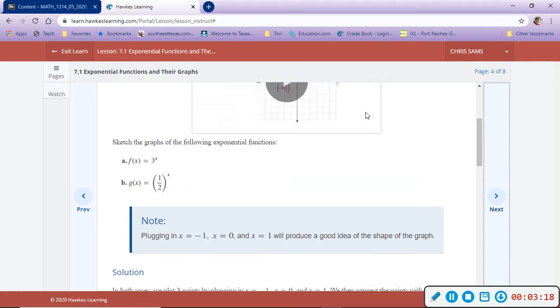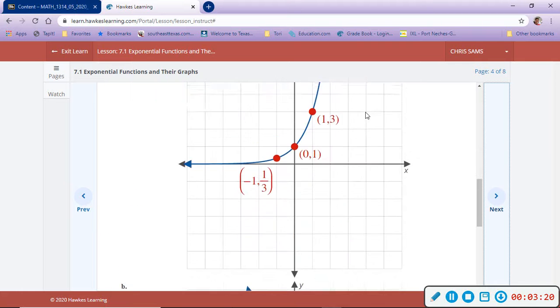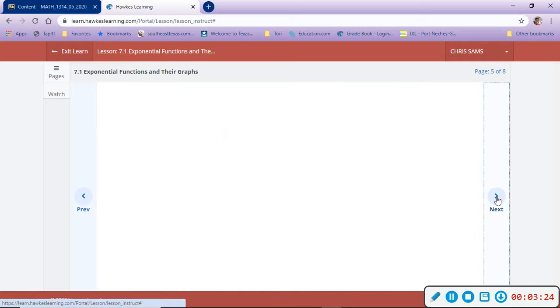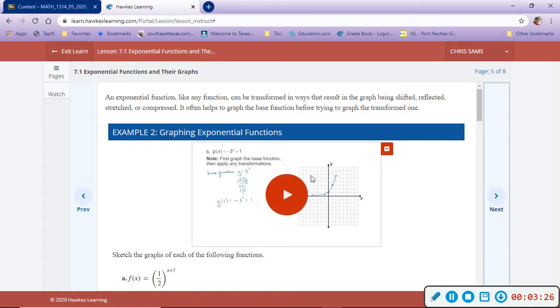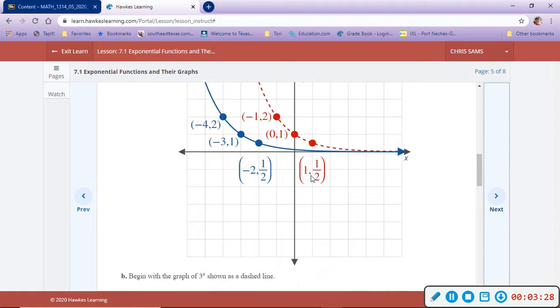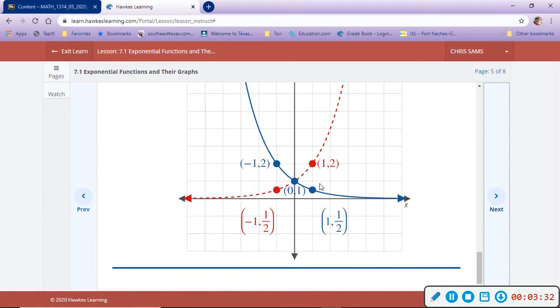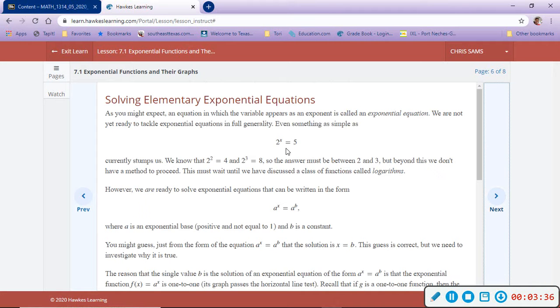Alright, here they go through a few examples, which I will show you how to work by hand. You can graph them with the calculator, but I'll show you how to do them by hand and get a visual. And then we'll also solve a few.